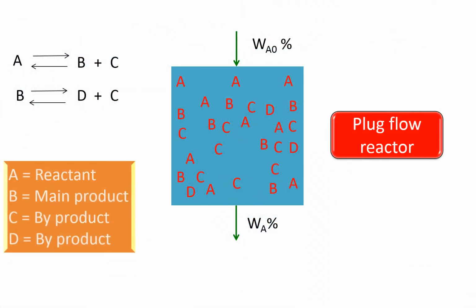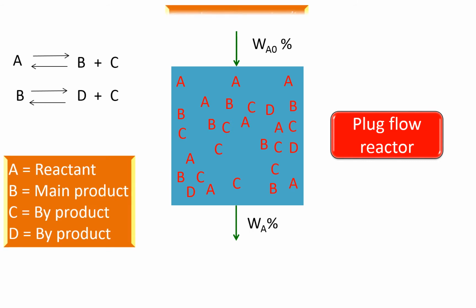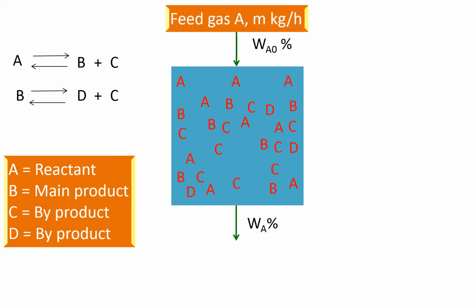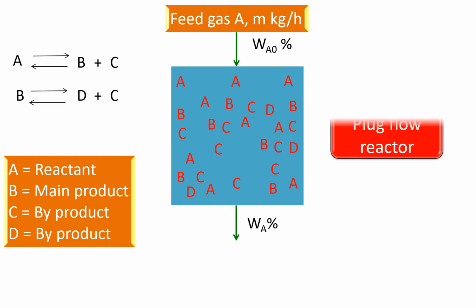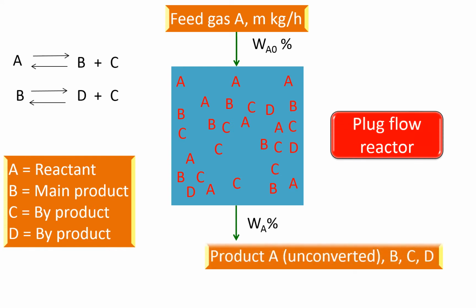Shown in this figure is a plug flow reactor. Reactant A reacts to form products B and C in the first reaction. The product B that forms in the first reaction further reacts to form D. So the reactor outlet contains unreacted A, and products B, C and D.